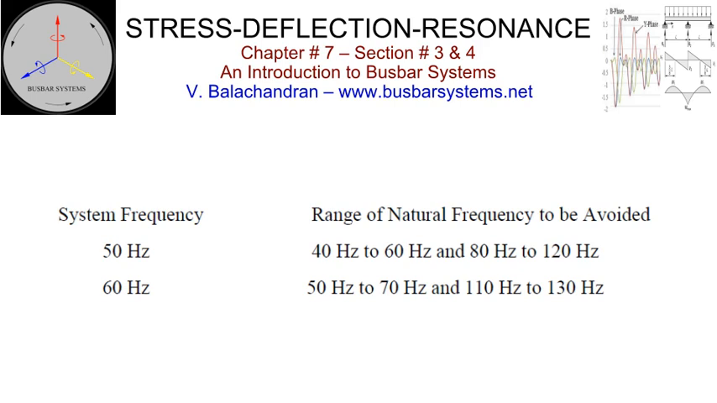For the 50 Hz system, range of natural frequency to be avoided is 40 Hz to 60 Hz, and 80 Hz to 120 Hz. For the 60 Hz system, range of natural frequency to be avoided is 50 Hz to 70 Hz, and 110 Hz to 130 Hz.